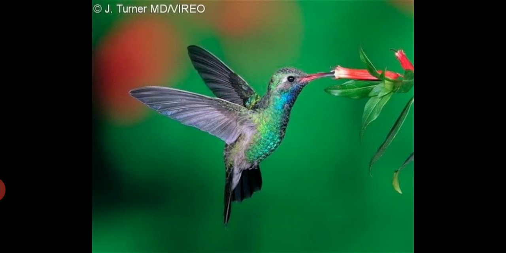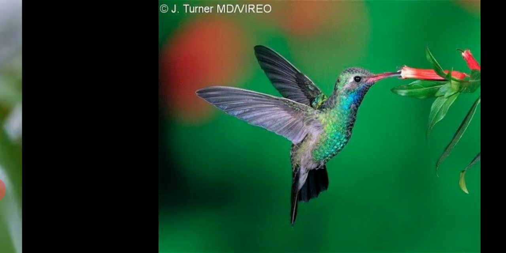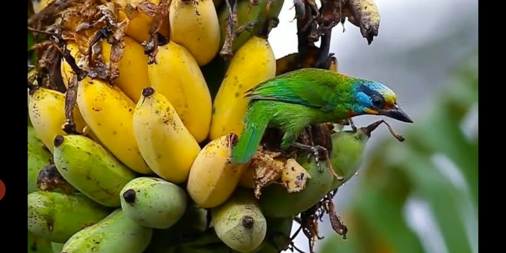Some birds also drink nectar, and such type of birds are called nectar drinking birds. Nectar is juice from flowers. Hummingbirds drink nectar. Some birds eat fruits. Such type of birds are known as fruit eating birds. Birds like macaws, parakeets, and parrots eat fruits. Now all of you know about the eating habits of birds, that what type of foods they eat.